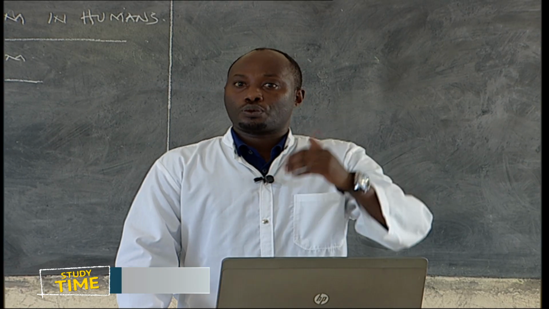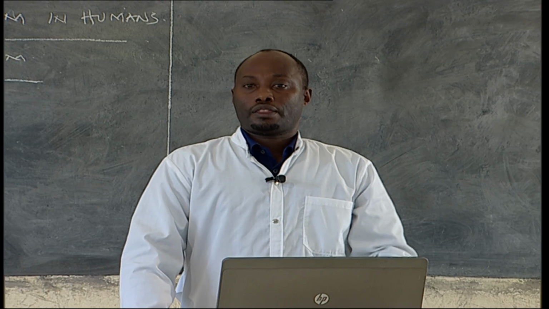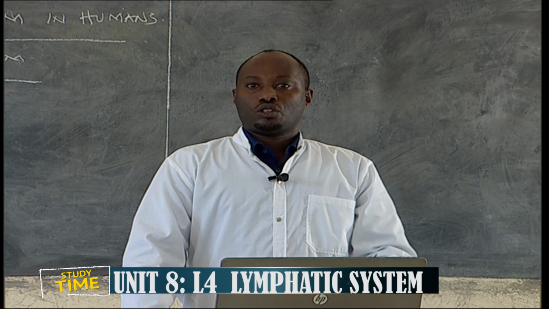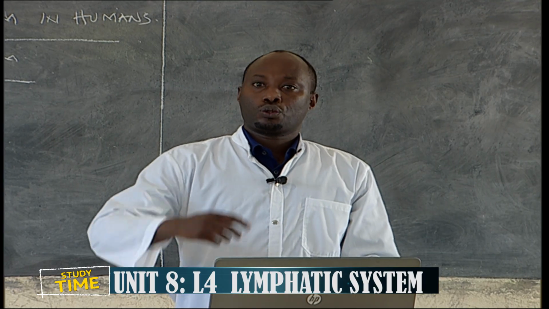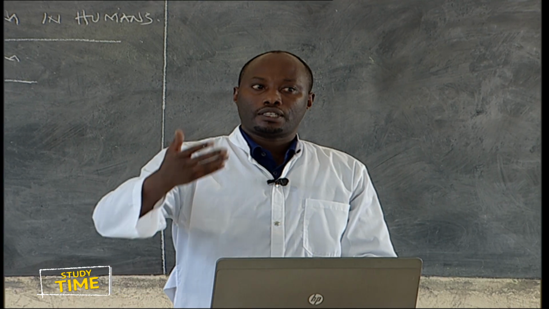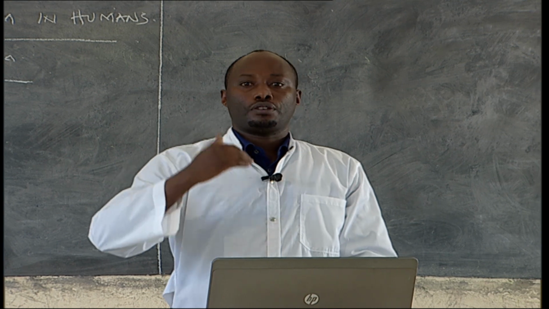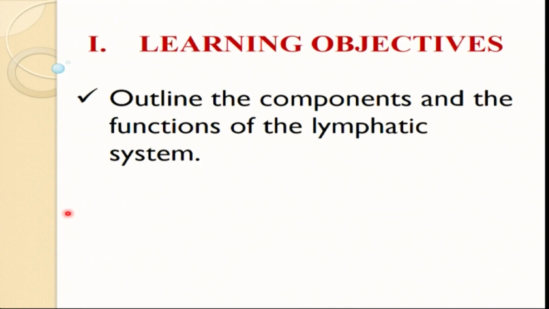Examples of lymph organs are the spleen, the thymus, the tonsils, and also the adenoids. So we're going to go through all those processes and discuss the major components of the lymphatic system, as well as the function of the lymphatic system.